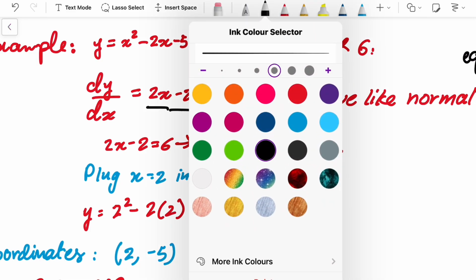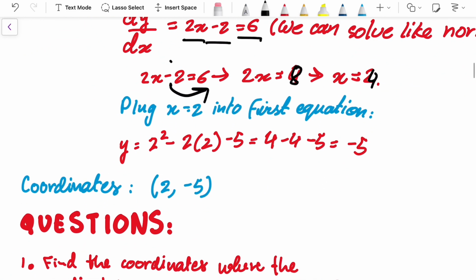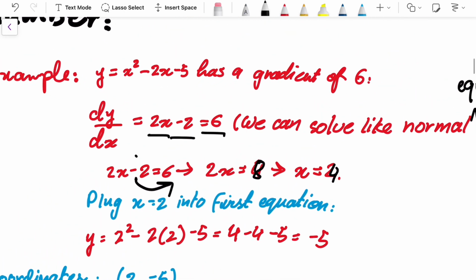That should be equal to 8, because when we send this 2 to the other side, it becomes +2. So 2x is equal to 8 and x is equal to 4. Sorry about that mistake, but yeah, that's how we can go about this if we want to find the x value.